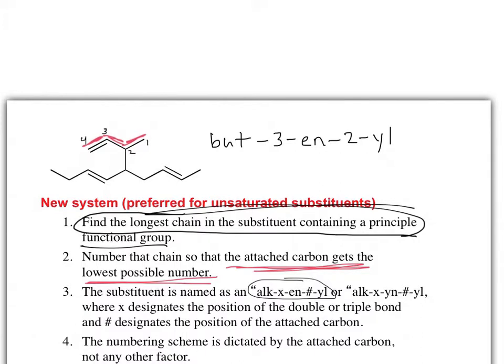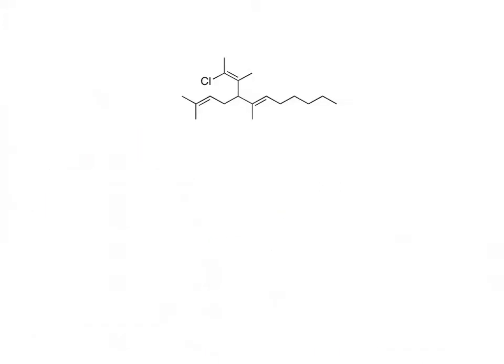So what I'd like to do is practice just a bit. Let's go ahead and name this thing using, let's do the old system first. So, we need to name the parent chain. We're going to name the parent chain and everything, and we'll use the old system first.